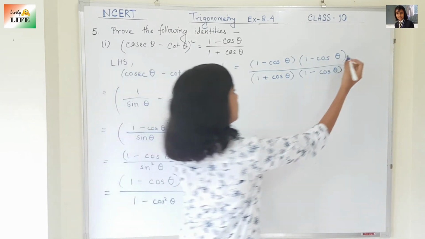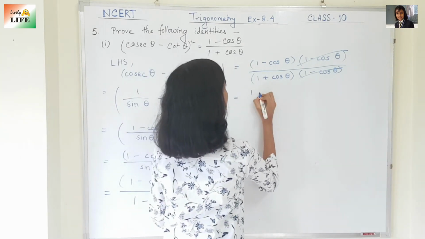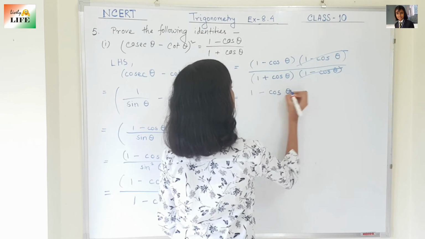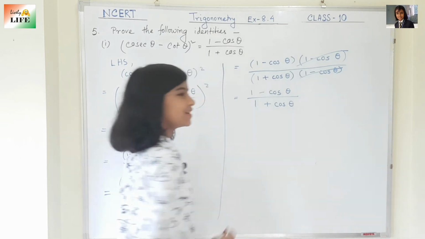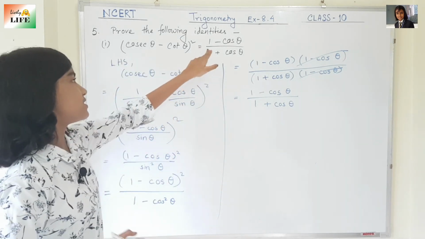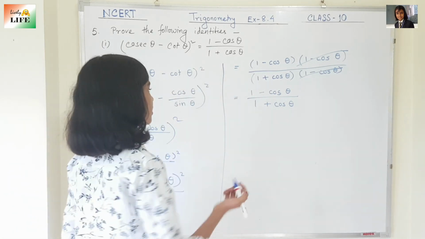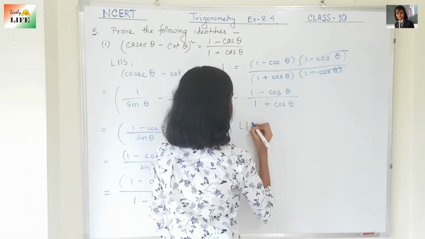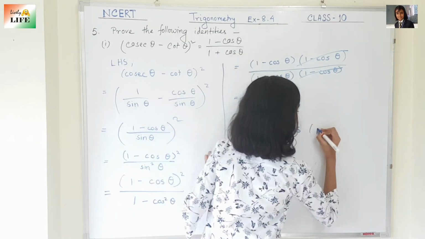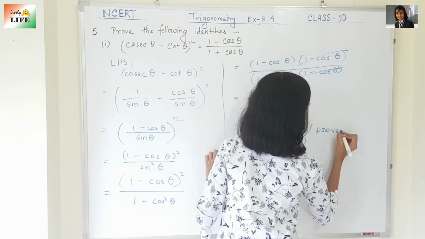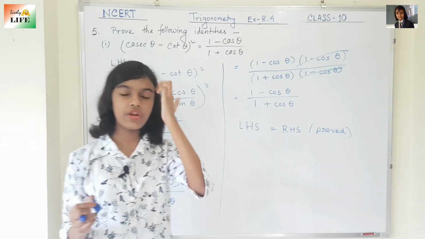Now see over here, 1 minus cos theta and 1 minus cos theta will be cancelled. So what remains? 1 minus cos theta by 1 plus cos theta. See, we have already proved it. So left hand side is equal to right hand side. Proved. Okay, we have completed number 1 of question number 5. Now let's move to number 2.